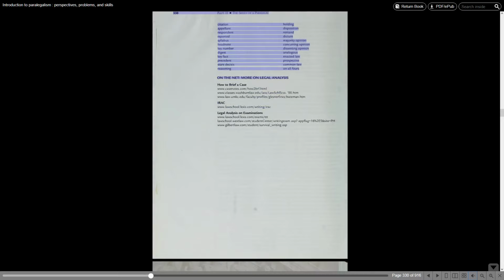Skills of a paralegal: citation, holding, appellant, disposition, respondent, remand, reported, dictum, syllabus, majority opinion, headnote, concurring opinion, key number, dissenting opinion, digest, analogous, key fact, enacted law, precedent, prospective, stare decisis, common law, reasoning, on all fours. On the Net: More on legal analysis.